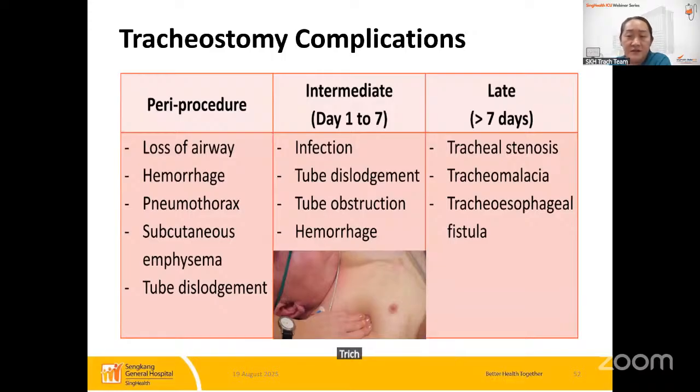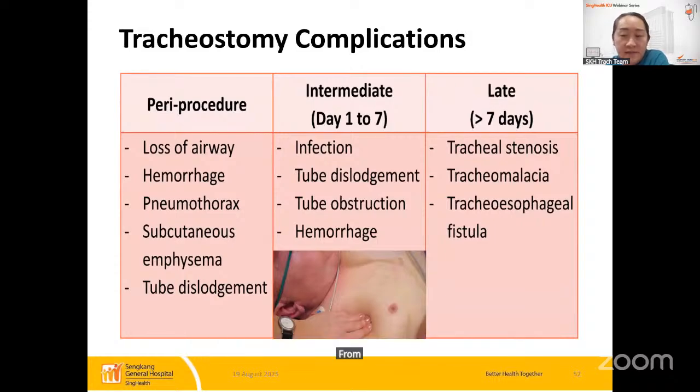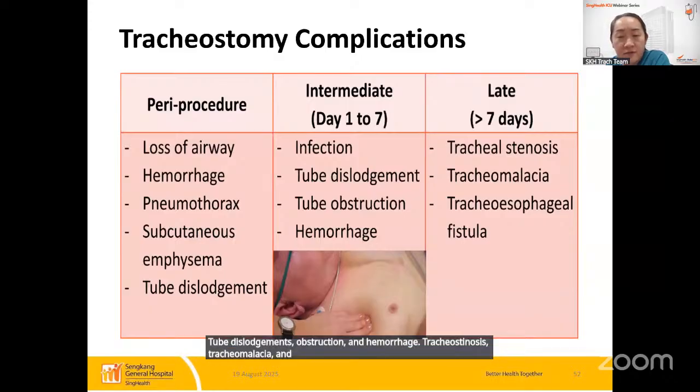Tracheostomy complications can happen at different stages. For the peri-procedure period, we look out for bleeding, tube dislodgement, and procedure-associated complications. From day 1 to day 7, look out for signs of infection, tube dislodgement, obstruction, and hemorrhage. Tracheostenosis, tracheomalacia, and tracheoesophageal fistula are the late complications that happen after day 7.